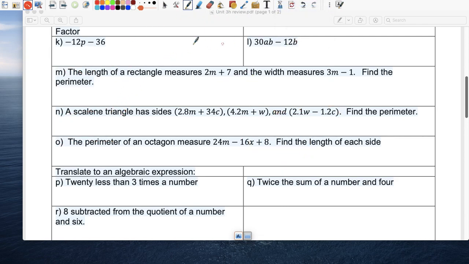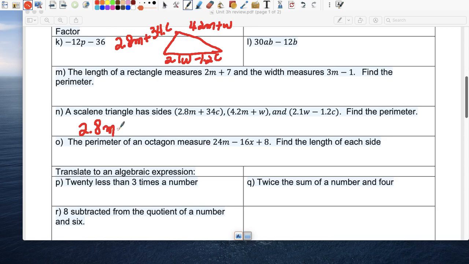Scalene triangle, so a triangle that has sides with different measurements. And again, this is 2.8m plus 3.4c. This one is 4.2m plus w. This is 2.1w minus 1.2c. So there's your triangle. Find the perimeter. So again, 2.8m plus 3.4c plus 4.2m.